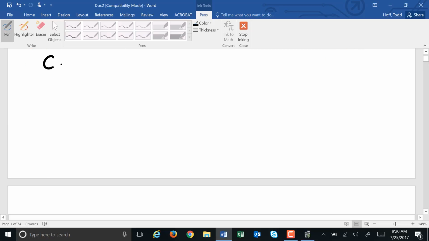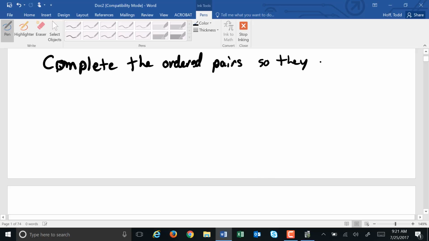What if I ask you something like this? Okay, how about you complete ordered pairs so that they are solutions to, let's see, 2x minus 3y equals 6.